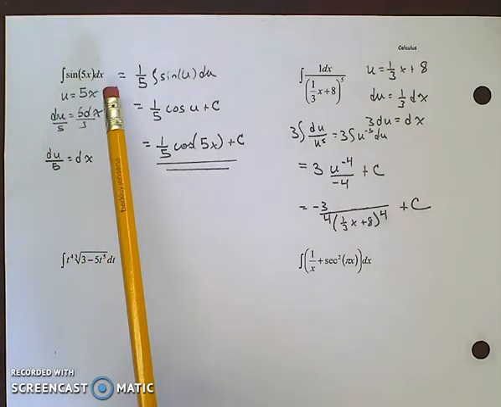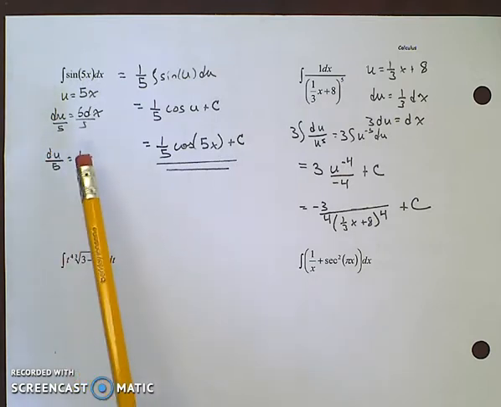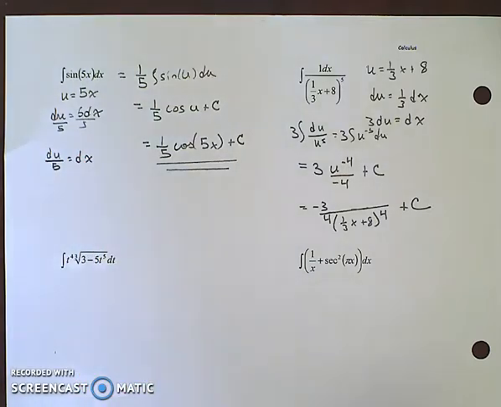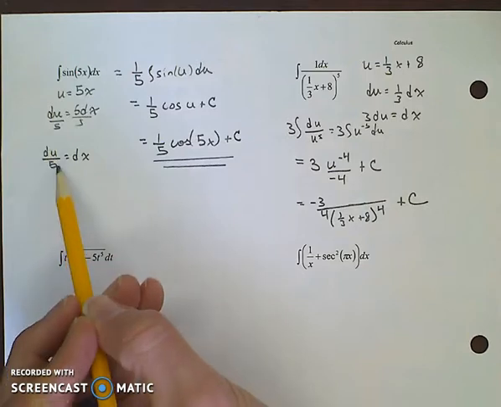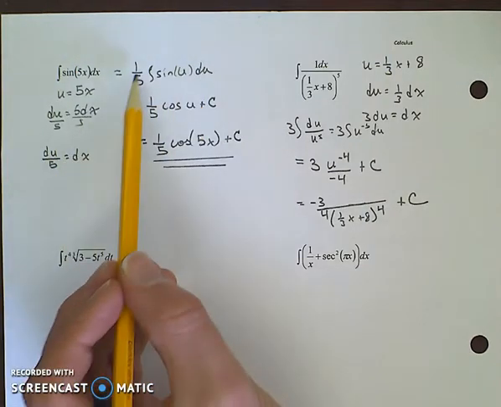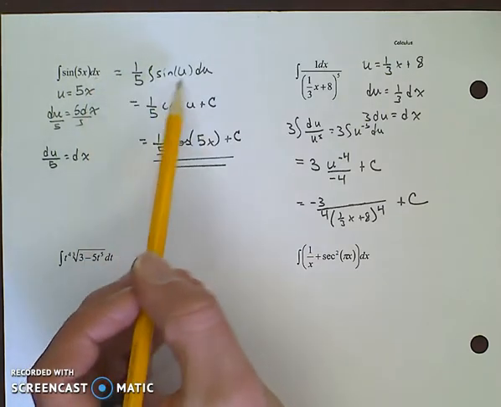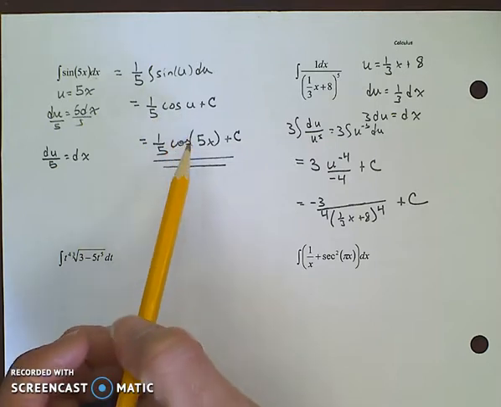And so therefore you had to divide by 5 to get du over 5 to equal dx. And then this du came here, and the 1/5, because you divided by 5, came out in front. And that replaced the dx. Sine u, and then so on.